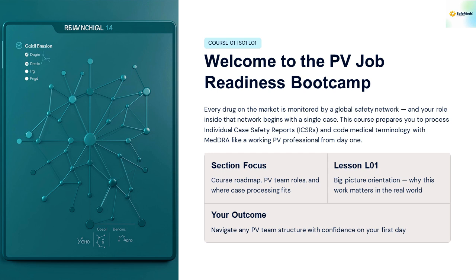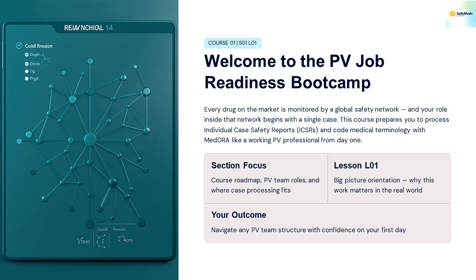You won't just learn theory here. You'll learn the practical, day-to-day realities of case processing. We're going to cover the course roadmap, the various roles within a PV team, and exactly where case processing fits into the larger picture. Our big picture orientation today is about understanding why this work matters in the real world. By the time you finish this lesson, your outcome will be the ability to navigate any PV team structure with total confidence on your very first day on the job.